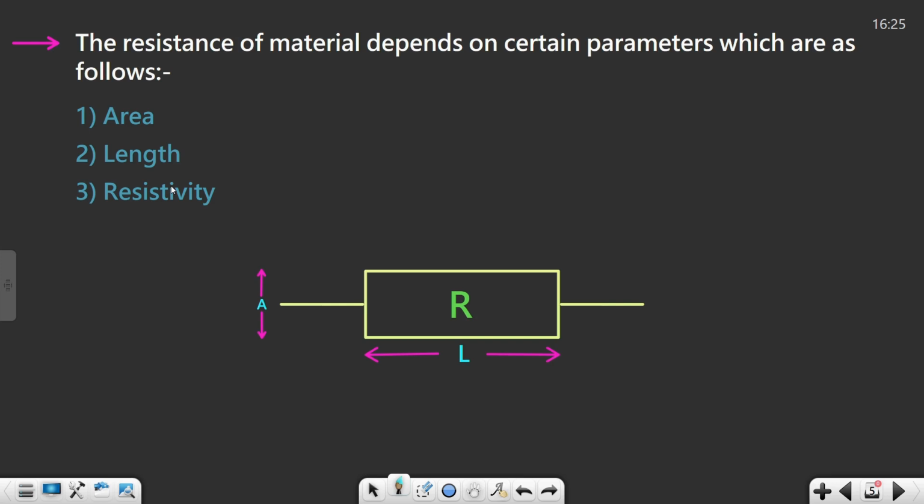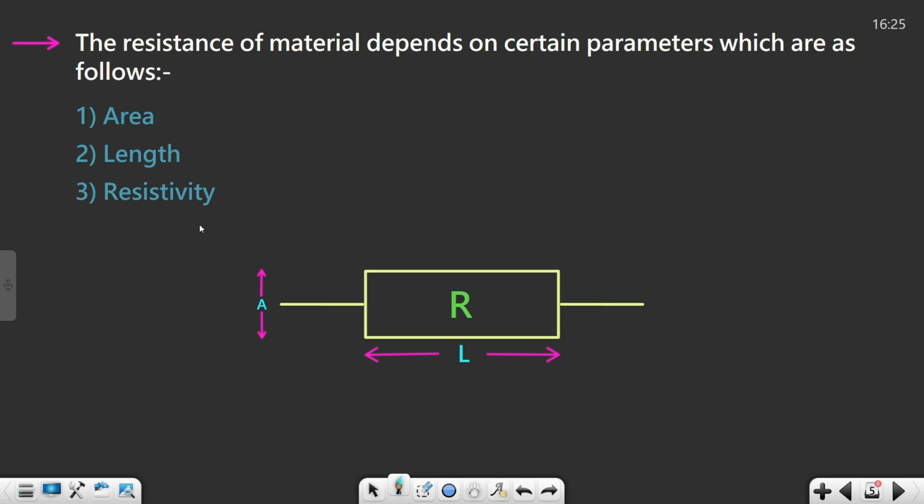This is one of the most important topics, because whenever you try to learn any topic related to current electricity, or in general semiconductors as well, you always try to play with these terms, that is area and length. So how exactly do these parameters influence the resistance or conductivity, etc.? This topic becomes very important, not only from the current electricity point of view, but also from the semiconductors point of view.